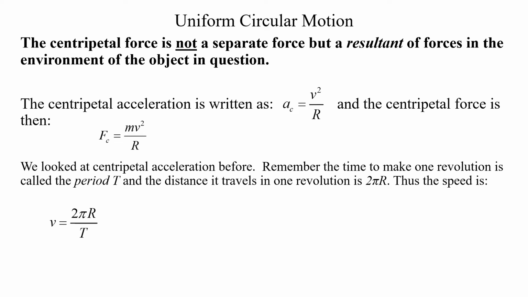So we've looked at centripetal acceleration before. Now remember, the time to go once around the circle is called the period, and we use a capital T. It's a time, measured in seconds. The distance that we go in one revolution is the distance around a circle, which is 2 pi r. So the speed can be written as the distance around the circle, 2 pi r, divided by the time to go around the circle, which is the period T. So the velocity is 2 pi r over T.